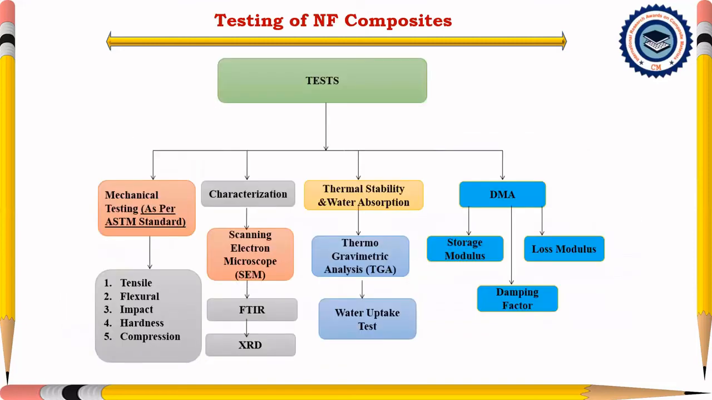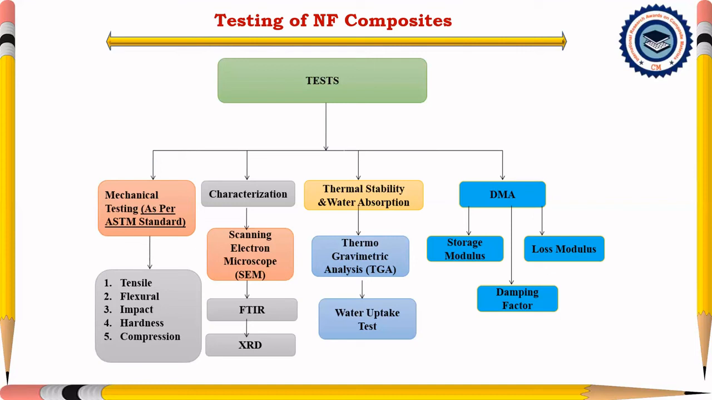Okay, so what are the tests to be performed on natural fiber composites? According to mechanical, tribological, thermal, and analysis, we can categorize different types of tests. First one, mechanical testing. In mechanical testing, we have to make the composite as per American Society for Testing and Materials standard. Then only we can go for testing, because the test equipments are manufactured to some specification. So according to the ASTM standard only, we should prepare the composites. In mechanical testing: first tensile, second flexural, third impact, fourth hardness, fifth compression.